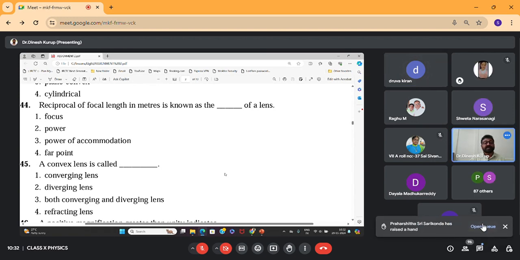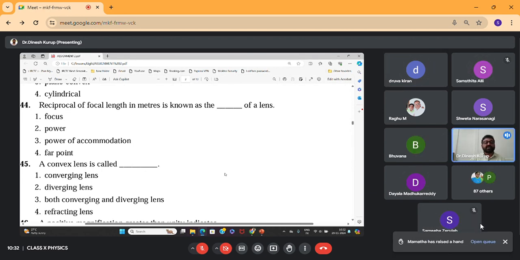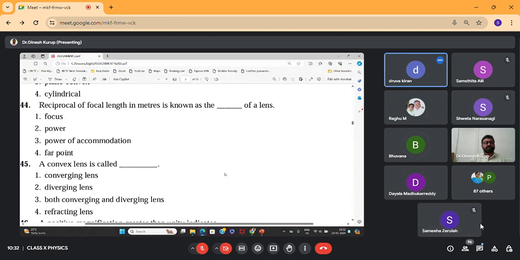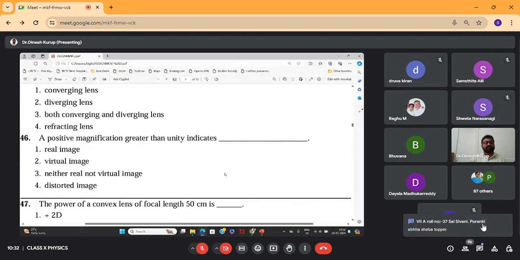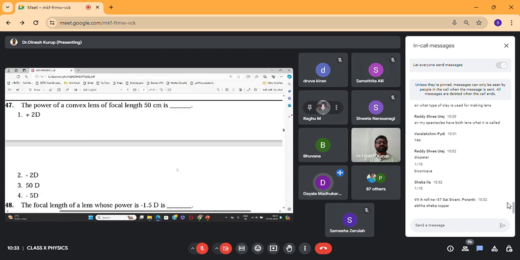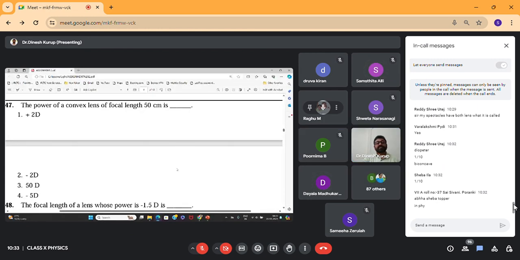Biconvex lens means both the sides are convex. Biconcave means both the sides are concave. Plano-convex means one side is plane and the other side is convex. The power of a convex lens of focal length 50 centimeters, how much will it be? Plus 2D.